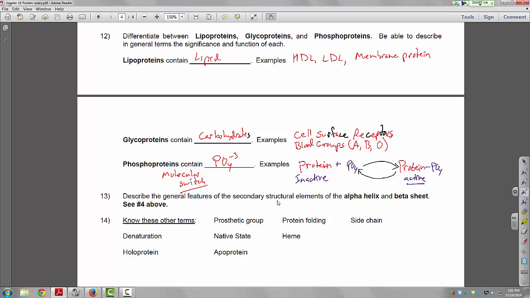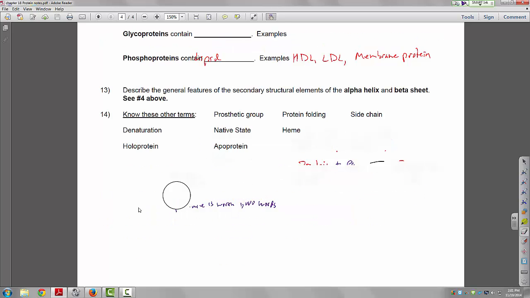Describe the general features of the secondary structural elements, alpha helix, beta sheet. It's referring to number 4 above, and really, again, this is where a picture is worth 1,000 words. So I'm not going to draw the picture. I'll refer you to the structure in the book, but recognize those structures. All right, lastly, a little bit more vocabulary.